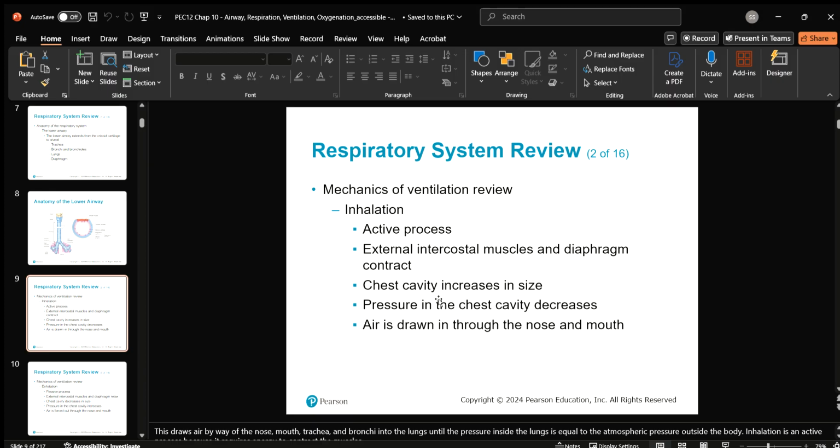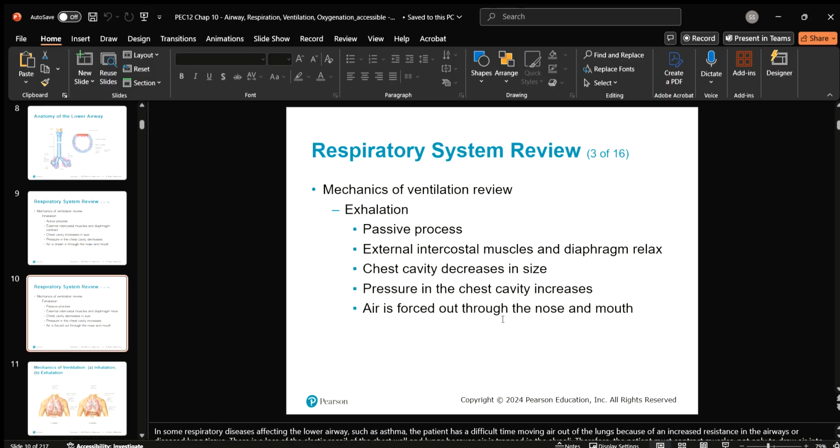It's not so much that we are taking a breath. It's a negative pressure system. This is a negative pressure system, and that's how we breathe. Like it says, it's an active process here. Exhalation, the opposite of this, is when everything relaxes. Our diaphragm moves up, everything decreases in size, and the air is forced out.